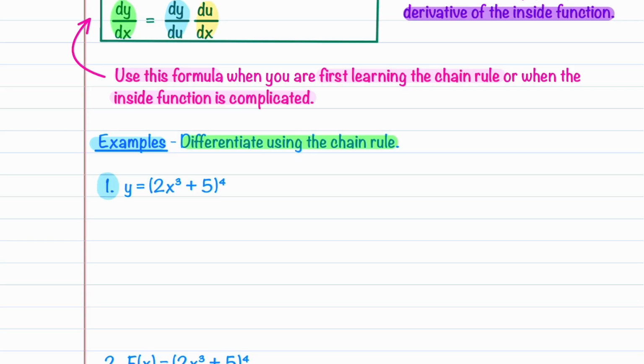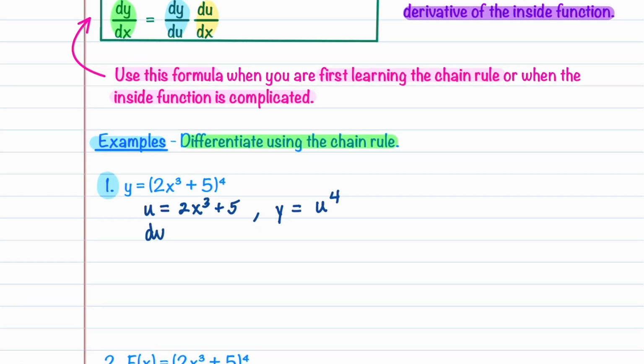Let's look at our first example. Our function is y is equal to the quantity 2x cubed plus 5 raised to the 4th power. For this problem, I am going to use the formula that uses Leibniz notation, and we're going to begin by setting u equal to the inside function, and that is 2x cubed plus 5. And then y is equal to just u to the 4th. We just plug in what u is. Now let's write down our formula.